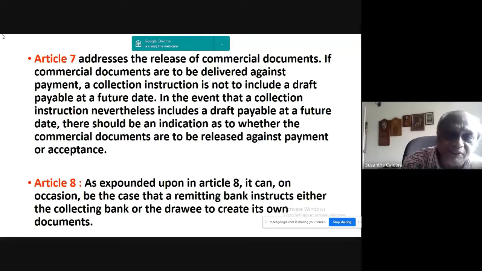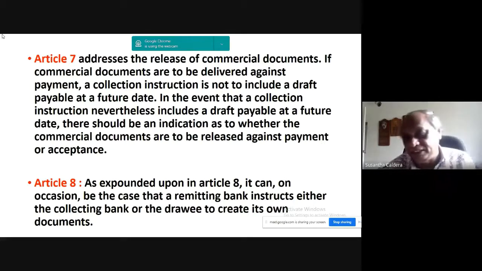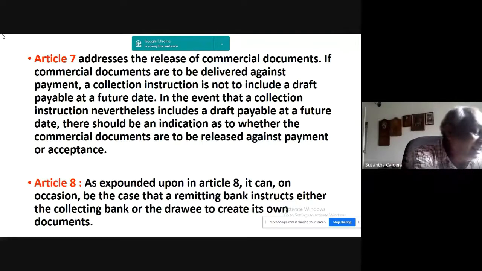Otherwise, if the collecting bank prepares the document according to their own text, and due to some mishap later these people are not in a position to cover the money and all, then the remitting bank cannot find fault with the collecting bank if they were not given the sample text, right? But they can create.